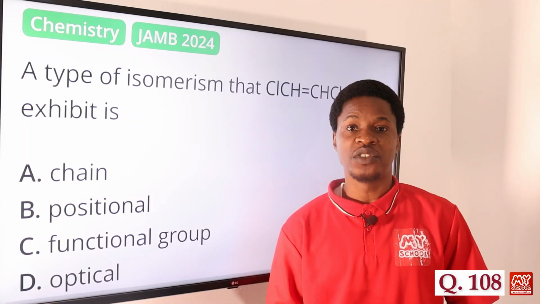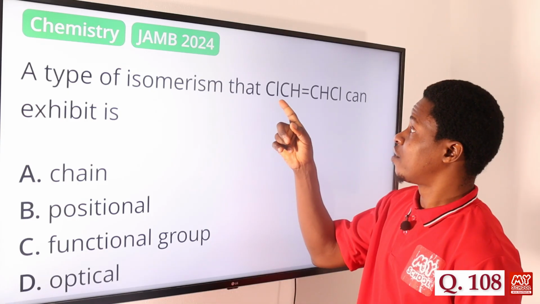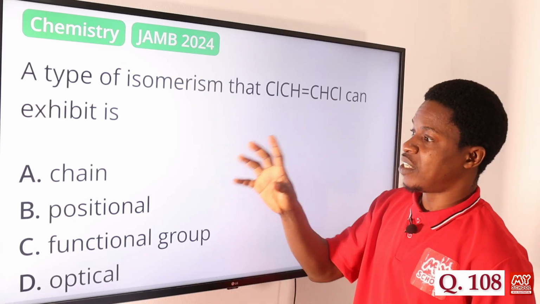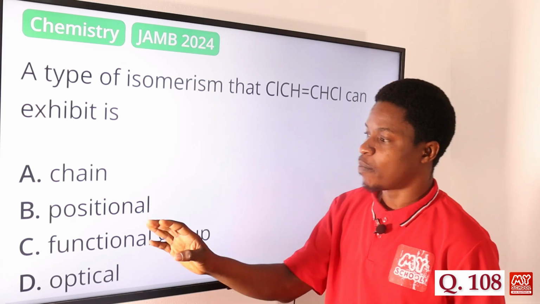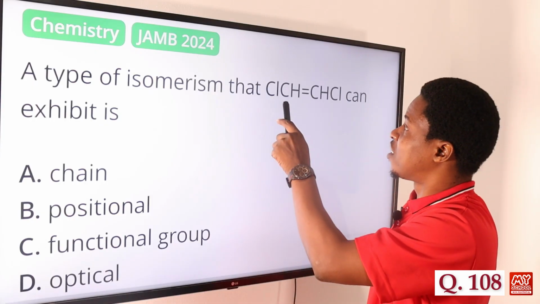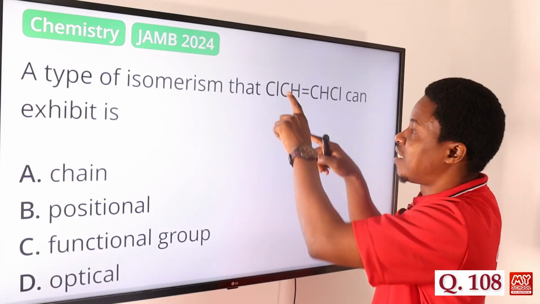Now let's move on to question 108. A type of isomerism that ClCH double bond CHCl can exhibit is what? Is it chain? Is it positional? Is it functional group? Is it optical? If you look at this, we have a carbon-carbon double bond here, and then we have a Cl. Let's draw the structure of this so we can understand it better.